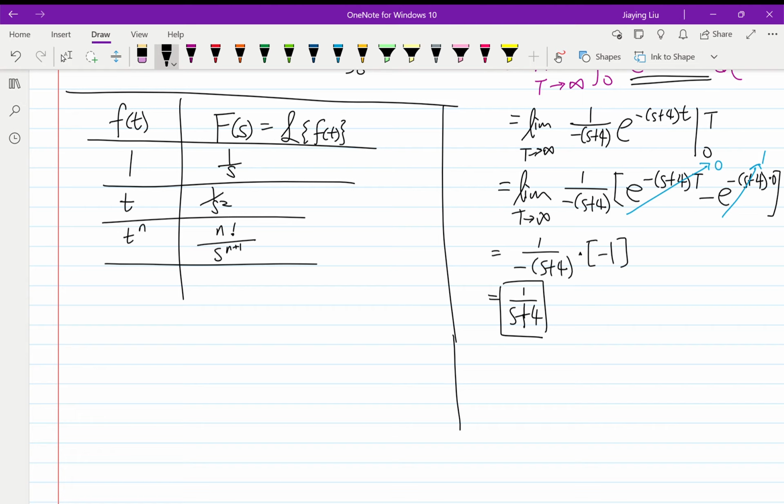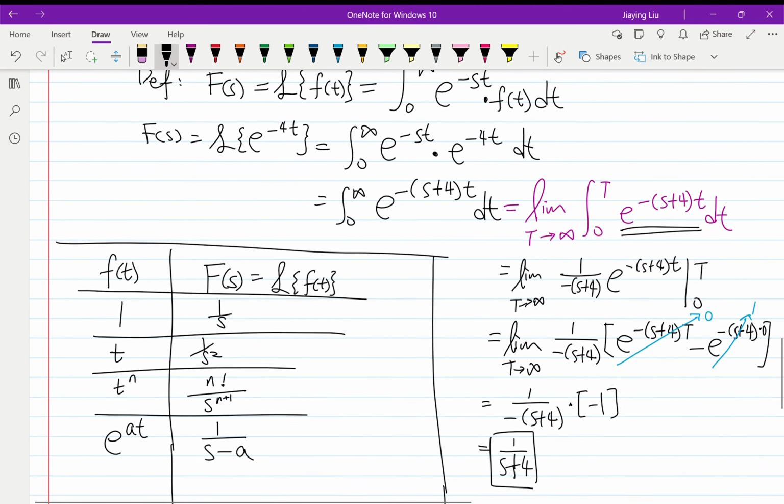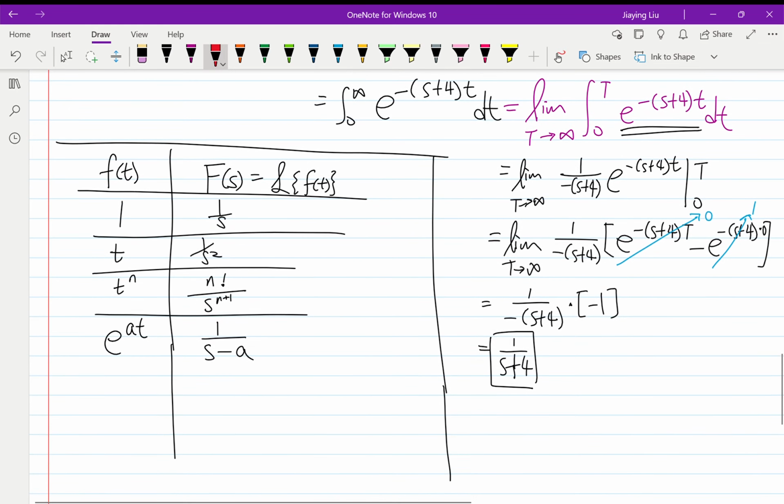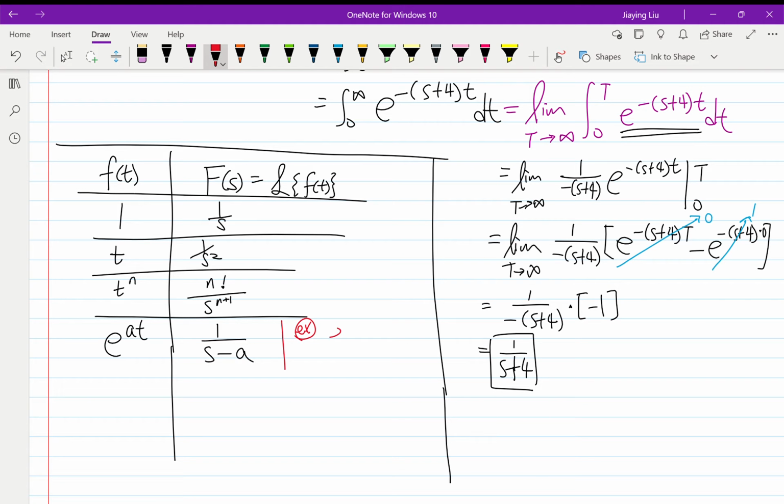Okay, make sure I didn't write anything wrong there. And then if we have e to the at, the Laplace transform is going to be 1 over s minus a. And look at our example. We have e to the negative 4t, right? So you can think about the a here corresponding to negative 4, so the Laplace transform is 1 over s minus negative 4, which becomes s plus 4.